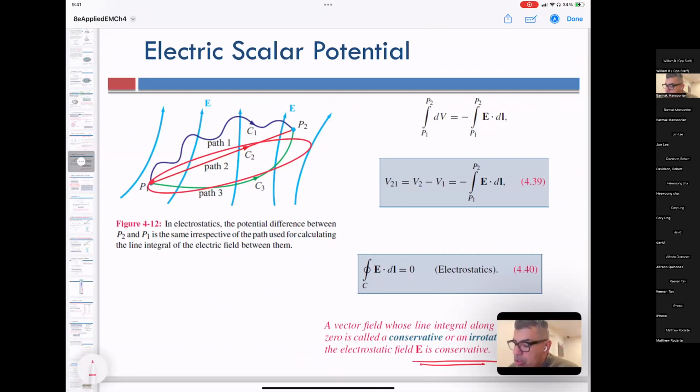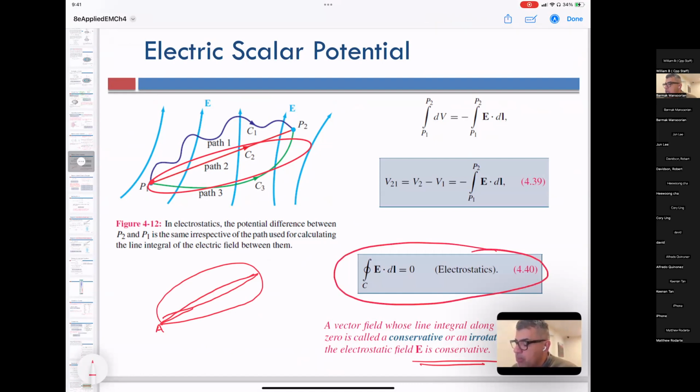So regardless of the path I take, going from A to B and back to A, whether I go in a circle to get from A back to A, or go along a line and come back along another line, as long as the electric field is conservative, I always end up with zero if I integrate the electric field along any closed path.